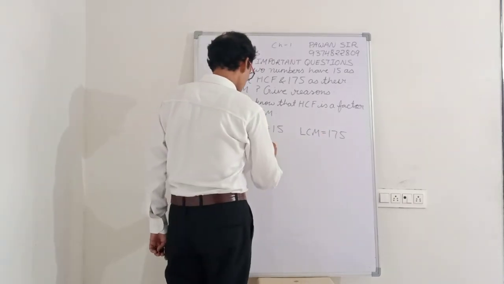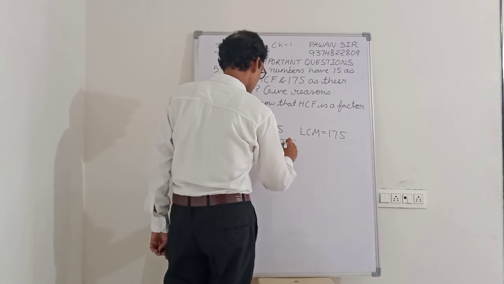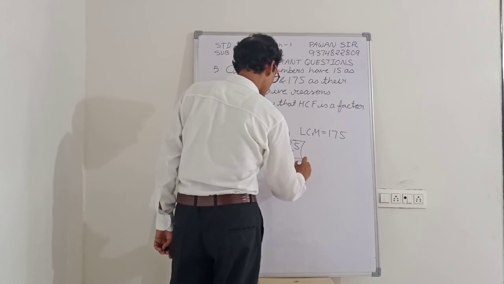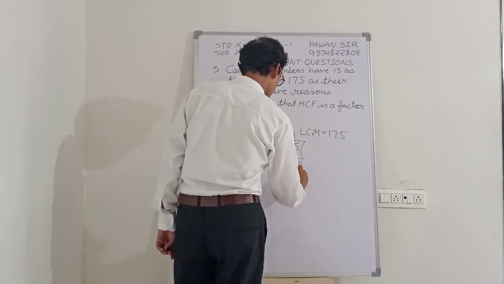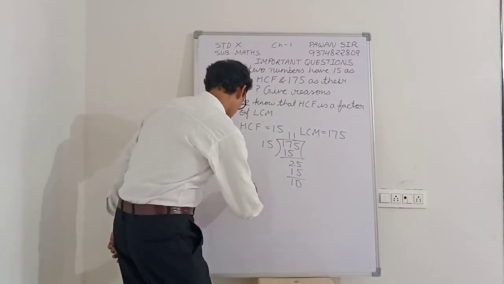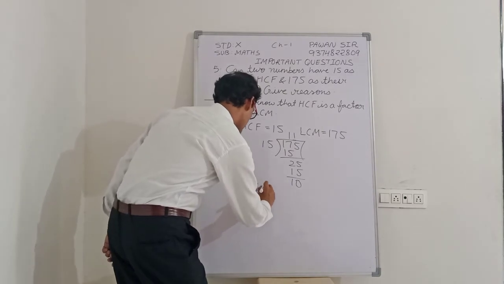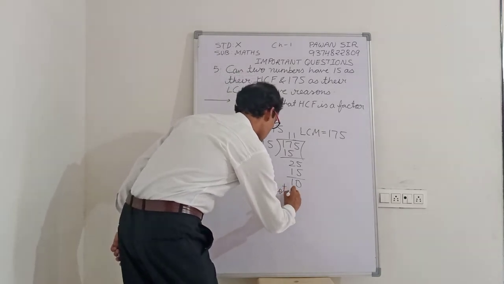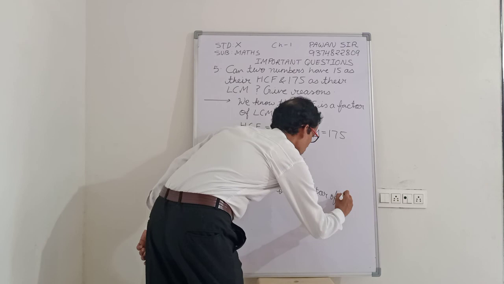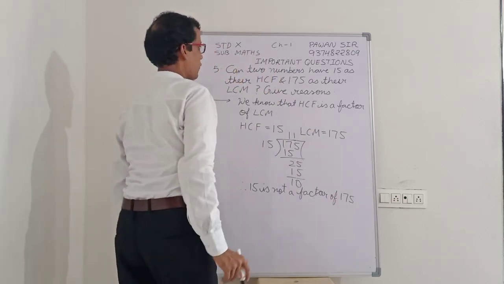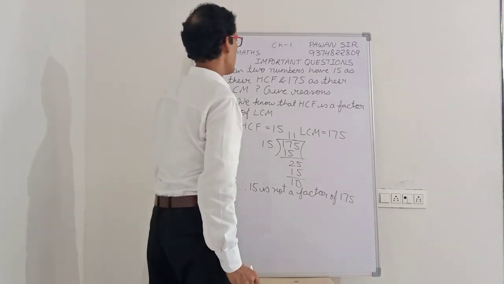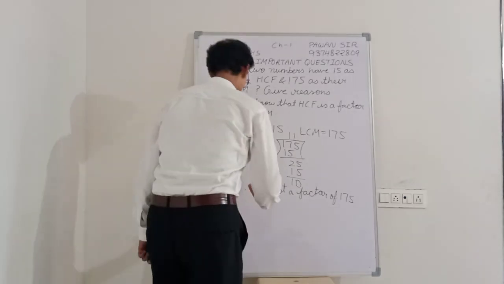So divide this. Again, 15 ones are 15. Here we get 10 as a remainder. Therefore 15 is not a factor of 175. Therefore two numbers cannot have 15 as their HCF and 175 as their LCM.